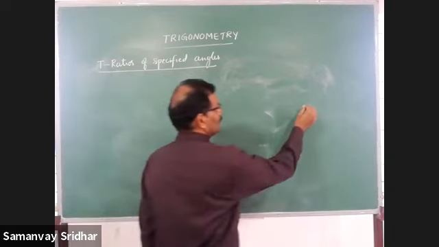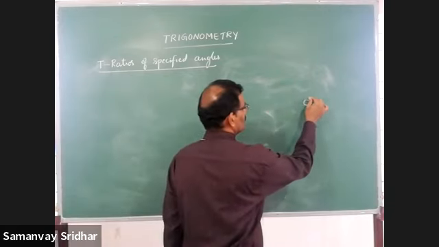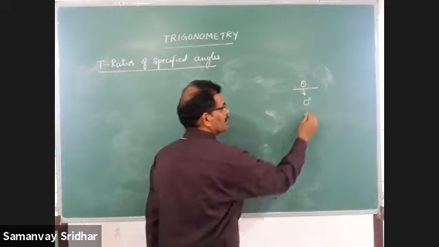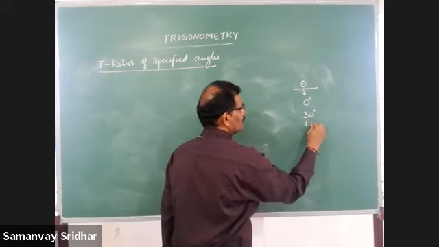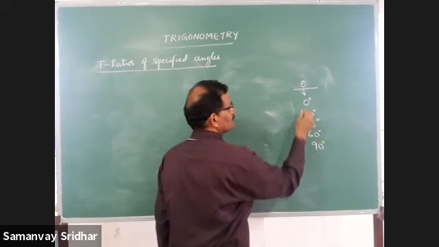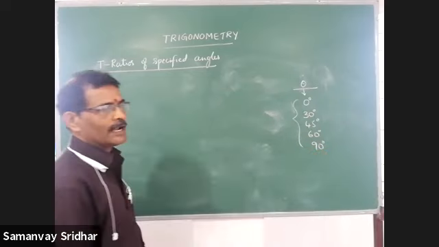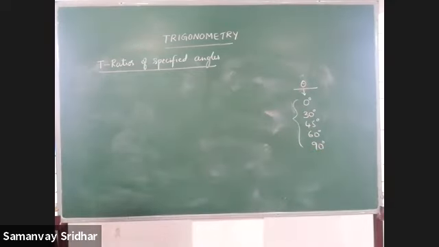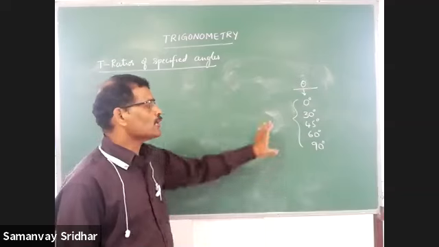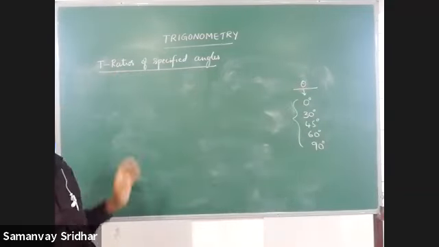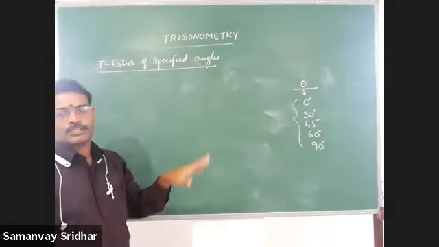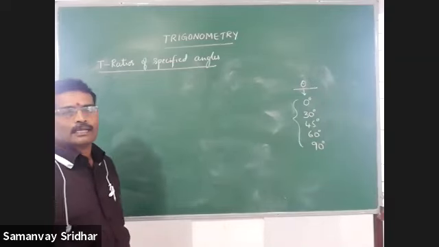So here, 0 degree. These are the values of theta. Theta may be 0 degree, or 30 degree, 45 degree, 60 degree, then 90 degree. These 5 are called specified angles here. So we have to learn the values of these with respect to the trigonometric ratios. For all of them there are derivations, but I am not going to take that. First, you learn them, then we can discuss that.